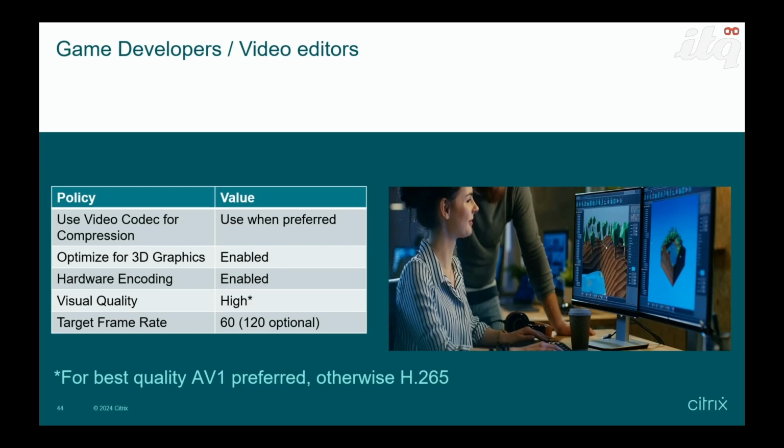Where optimized for 3D graphics really comes around the corner is for game developers and video editors. There you need really fast performance and a full screen video codec. So here, again, use when preferred, then enable optimized for 3D graphics, enable hardware encoding, and set the visual quality to high. With AV1 preferred, you will get the best quality. Otherwise, use H265. Set the target frame rate to 60, but like I said, we can go up to 120 if necessary.